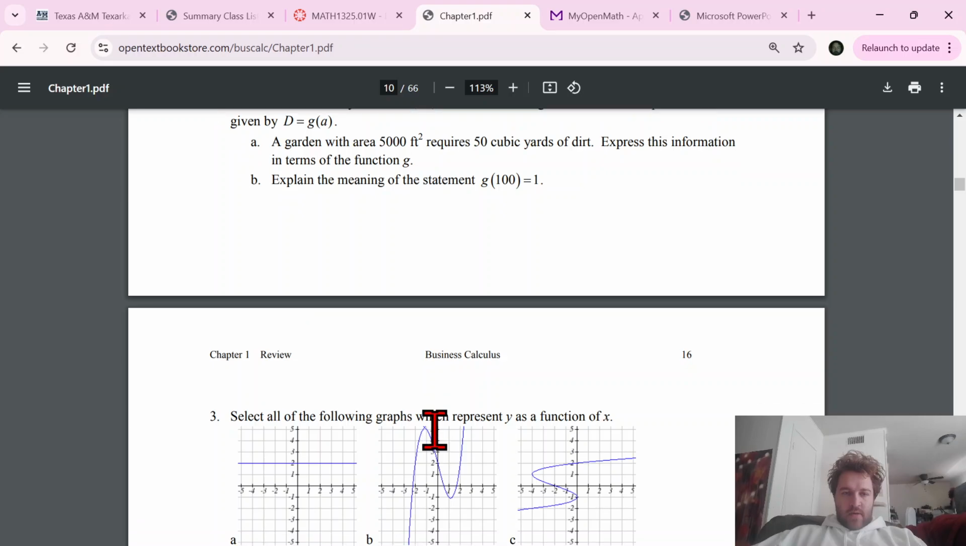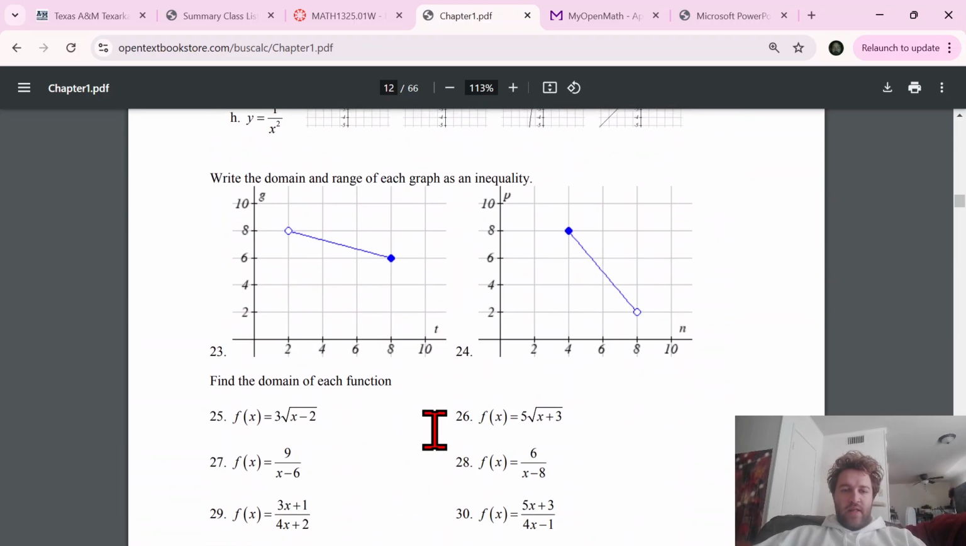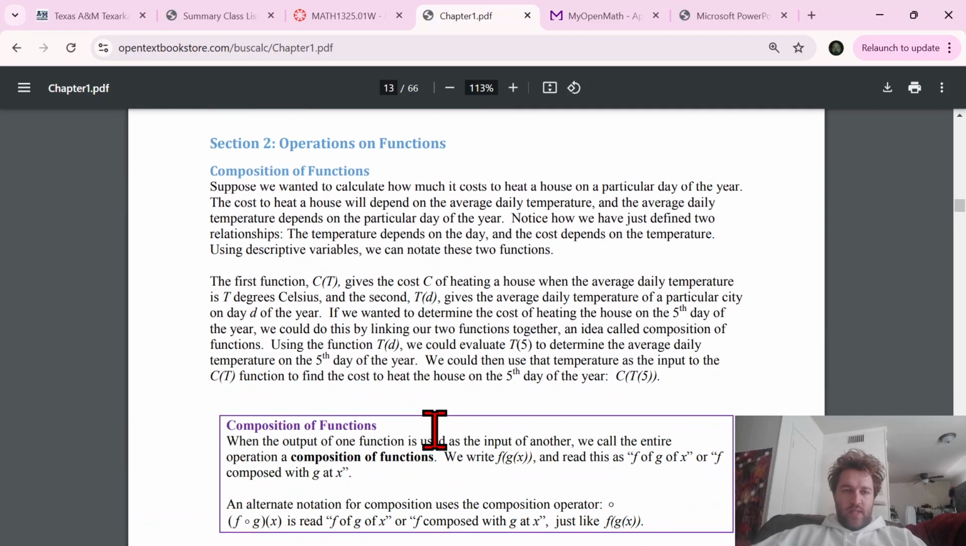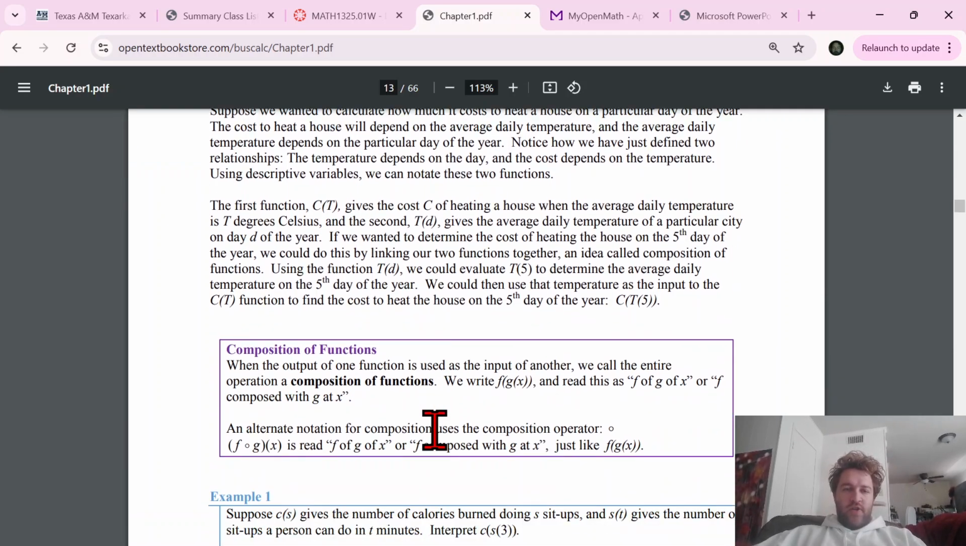Okay. A lot of exercises in 1.1, but I think that about covers it. Please email me with problems. Section 1.2, composition of functions and operations.